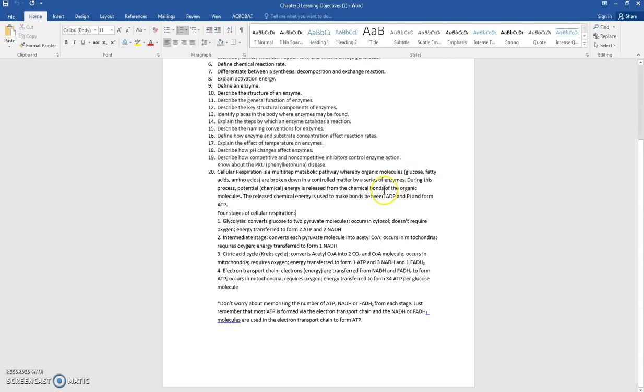So we have to do it in a systematic, slow, multi-step process, and once that energy is released, the cell stores it in ATP for later. All right, and these are the steps that you should know that go on in cellular respiration, but don't worry about memorizing all the numbers of these molecules. If you have any questions on that, let me know.